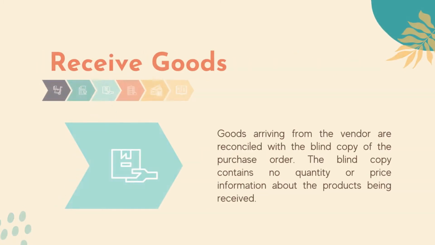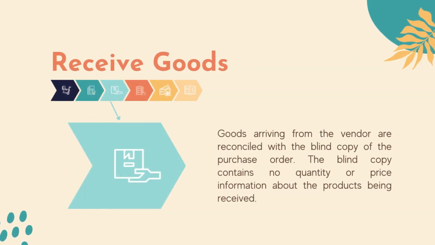The next event in the expenditure cycle is the receipt of the inventory. Goods arriving from the vendor are reconciled with a blind copy of the PO. The blind copy contains no quantity or price information about the product being received. Its purpose is to force the receiving clerk to count and inspect inventories prior to completing the receiving report.